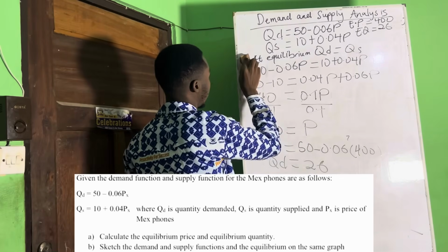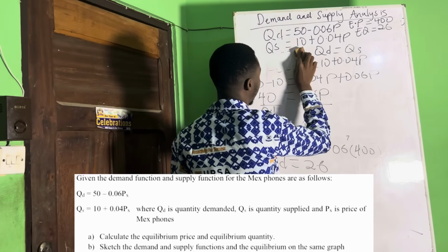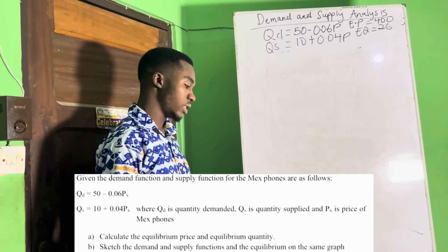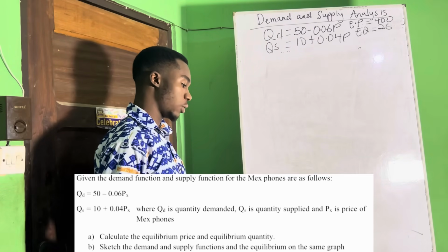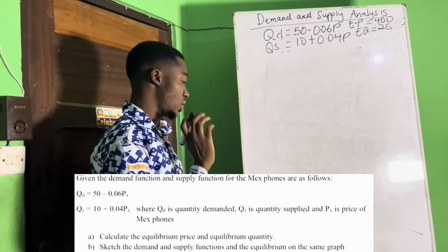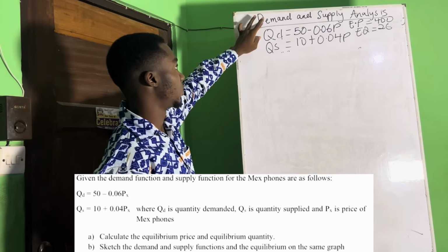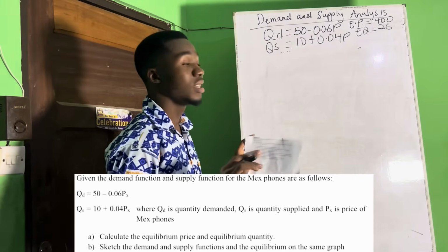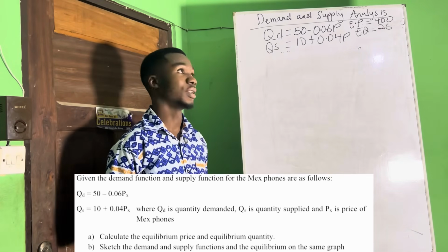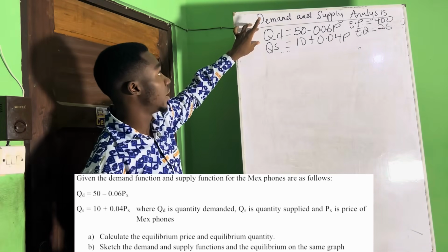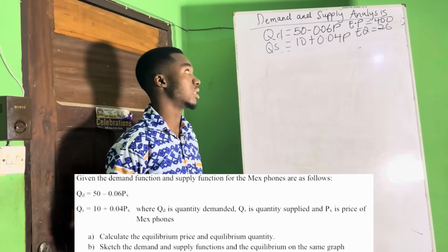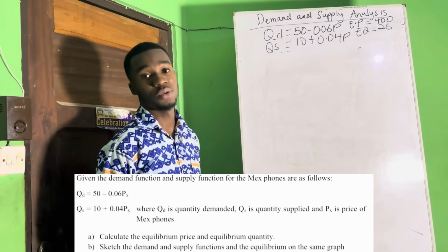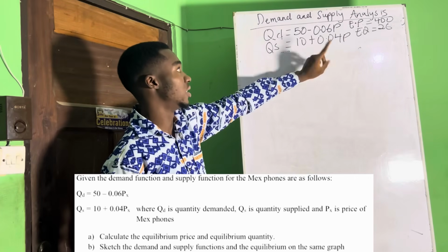Right, so now let's clean this part since you are done with the A. Let me read the B again. Sketch the demand and supply function and the equilibrium on the same graph. So it means you have to sketch the demand function, sketch the supply function, then we sketch the equilibrium too, because they say we should do it on the same graph. Now, anytime they give you something like this, you first take the demand function first. Please listen attentively. You take the demand function. Then you ask yourself, if quantity is 0, what would be P? Then if P is 0, what would be Q?